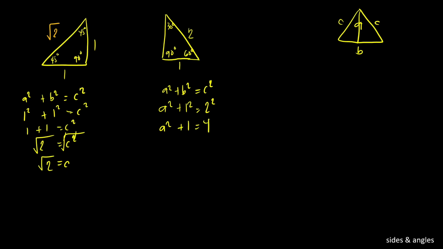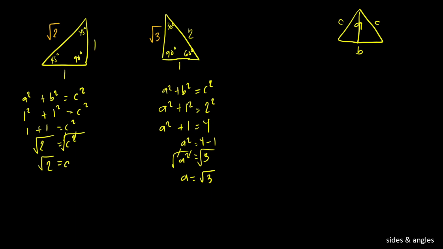Now we're going to transpose. Okay? So 4 minus 1 is 3. And then square root both sides. So you now have A equals square root of 3. So here is square root of 3. Okay.